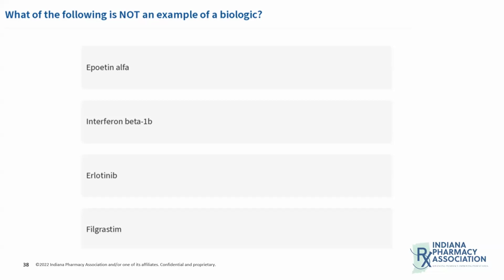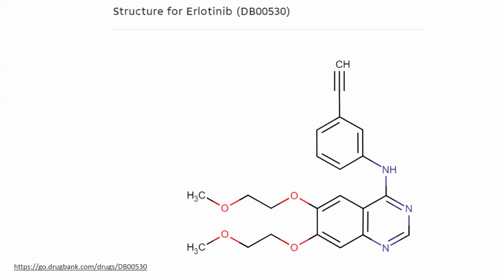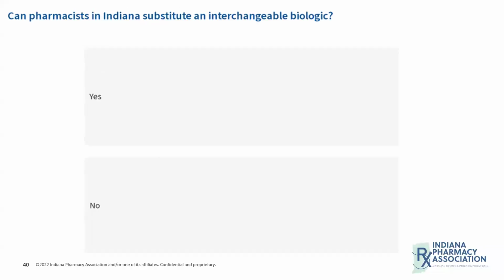But that's okay. So the answer here is erlotinib. It definitely sounds like it could maybe potentially be some sort of biologic, but here's actually the structure of it. If you had asked me on the street, "Hey, is this a biologic?" just based on the name, I would lean towards yes. But here's the structure. That's not an example of a biologic. The others were examples of biologics.